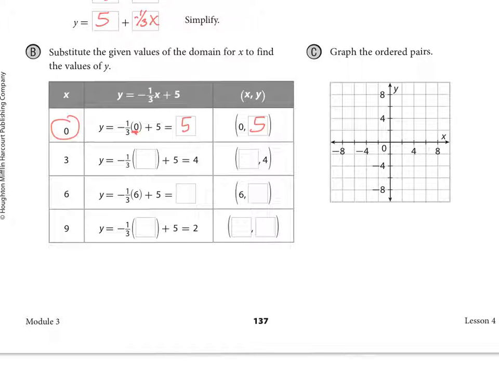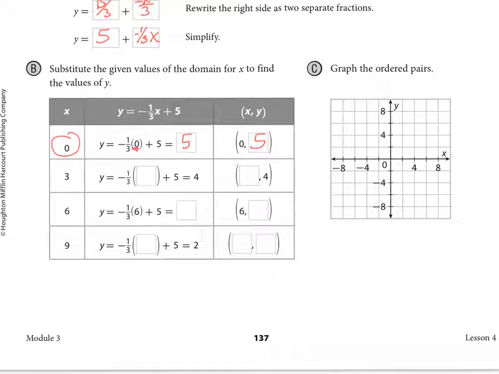Okay, so we continue, we put 3 into the function, so we substitute 3 in. Negative 1/3 times 3 would be negative 1. Negative 1 plus 5 is 4. So now we end up with the point (3, 4), since that is our x, and these are our y's on the right. So we continue the process. We plug 6 in, which they've done. Negative 1/3 times 6 is negative 2. Negative 2 plus 5 is 3. So we get the point (6, 3).